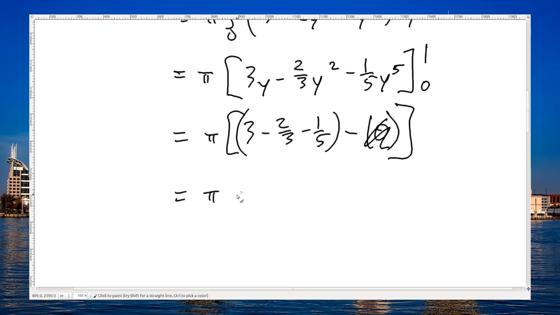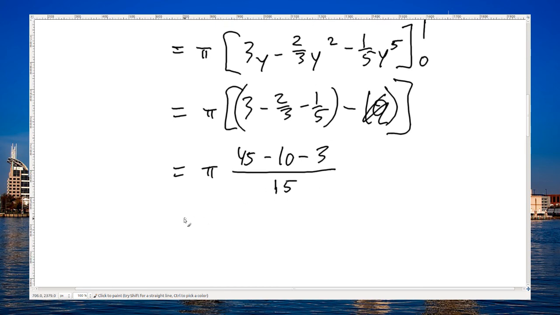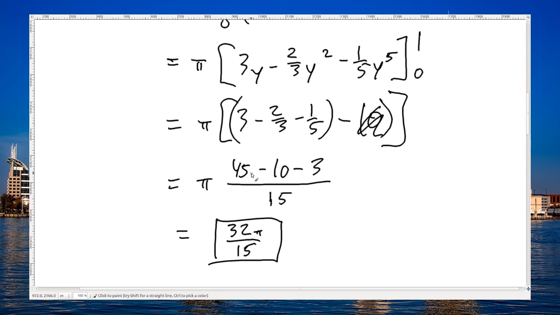And I'm getting pi, common denominator is 15. So we have 3 becomes 45 over 15. 2/3 becomes 10/15. 1/5 is 3/15. So 45 minus 13, that's 32 pi over 15. And that'll get me the value of that volume.